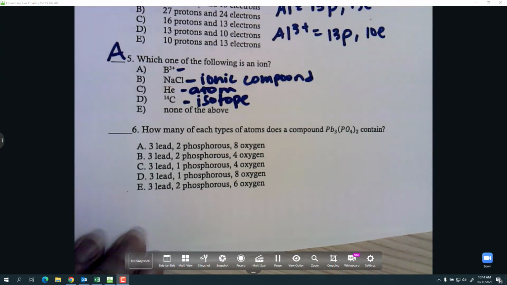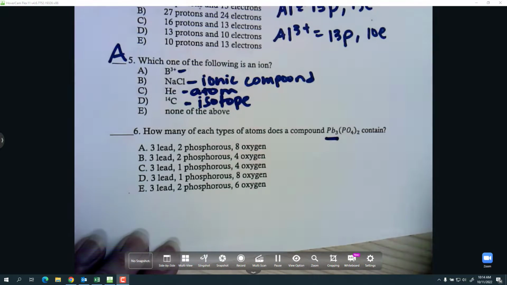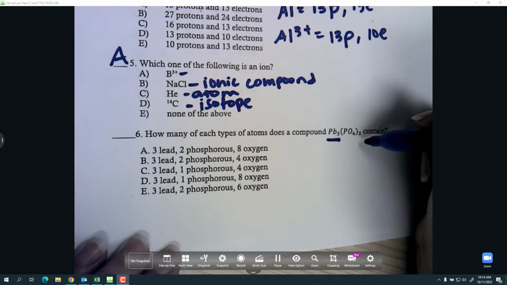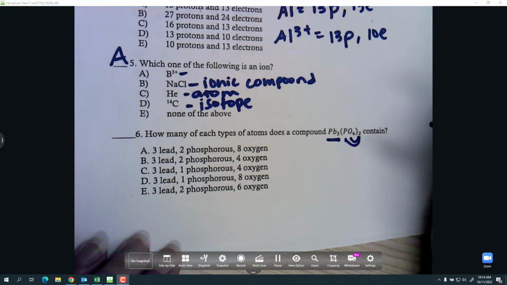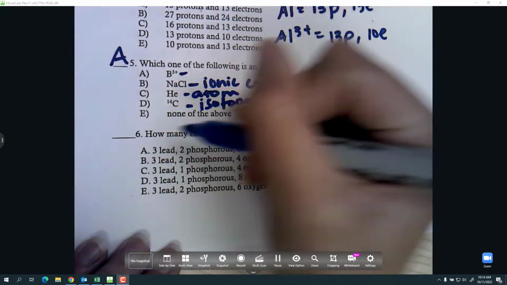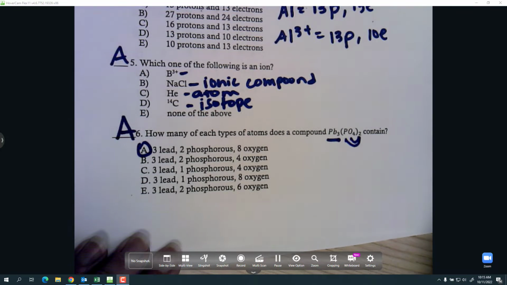All right, how many of each type of atoms does a compound have? Okay, so that's 3 lead. That didn't narrow it down. And then 2 phosphorus, 8 oxygen. Right, that 2 gets multiplied through.